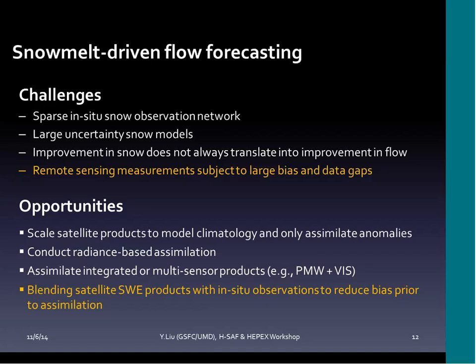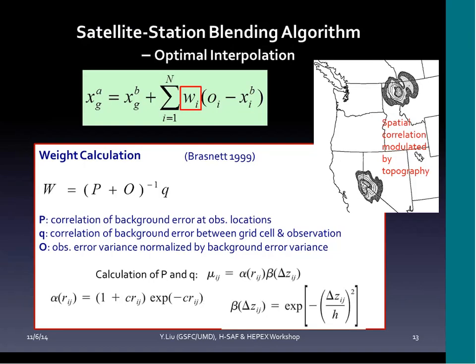In this case, what I'm going to focus on is the last point, which is to blend the satellite measurements with in situ observation and then assimilate them into the models. The algorithm that we used is also called optimal interpolation, that Patricia introduced the other day. Although here our background is the satellite data, not the model. So the key here is the weight calculation. You have to weight your station data very wisely in order to get any value out of them.